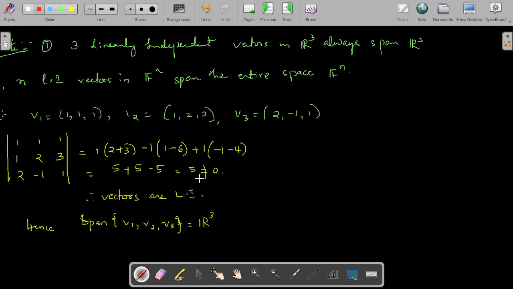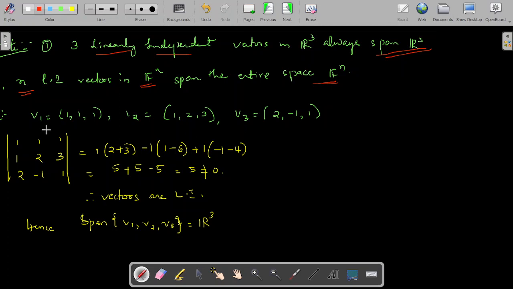Now there is a point to note. If you have three linearly independent vectors of R cube, then those three vectors always span the whole space R cube. The span of those three linearly independent vectors is always equal to the entire space R cube. So that we can generalize: n linearly independent vectors in Fn always span the entire space Fn.